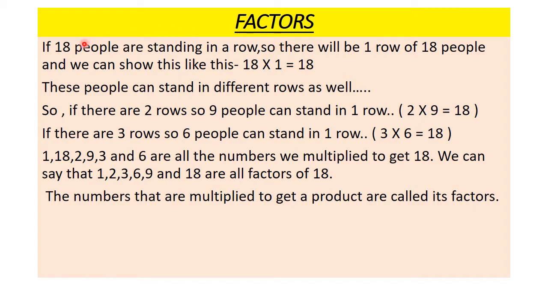Let's assume that there are 18 people, and they have been told to stand in a row. If there is one row in which 18 people have to stand, we can show this through an equation: 18 people multiplied by one row, so the total number of people would be 18, right? But let's make some changes over here.